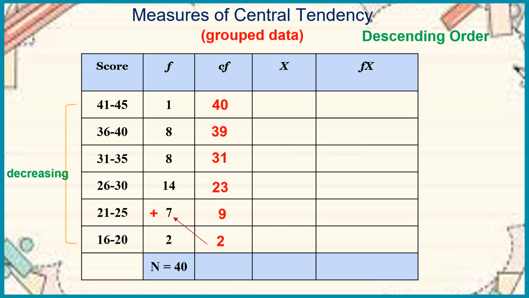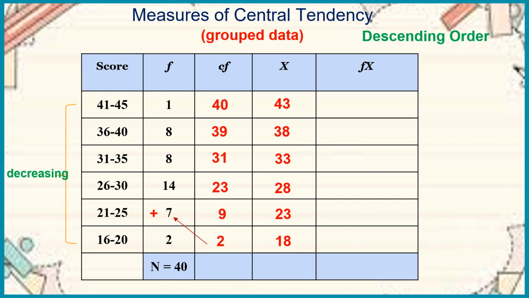Now let us complete the column under X, or the class mark. So 41 plus 45 divided by 2 is equal to 43. 36 plus 40 divided by 2 is equal to 38. 31 plus 35 divided by 2 is equal to 33. 26 plus 30 divided by 2 is equal to 28. 21 plus 25 divided by 2 is equal to 23. 16 plus 20 divided by 2 is equal to 18.